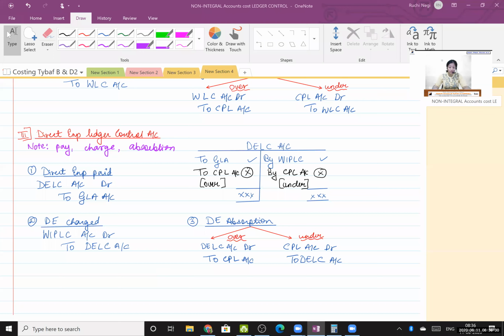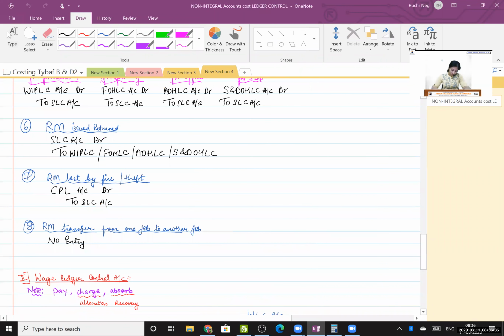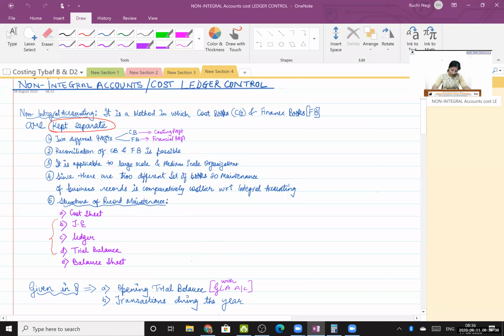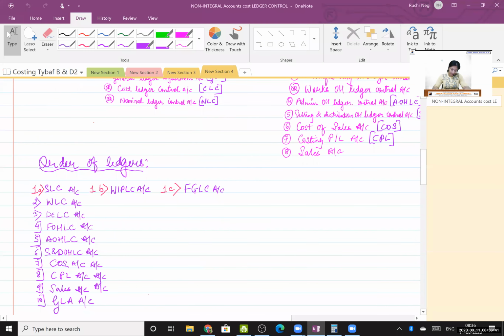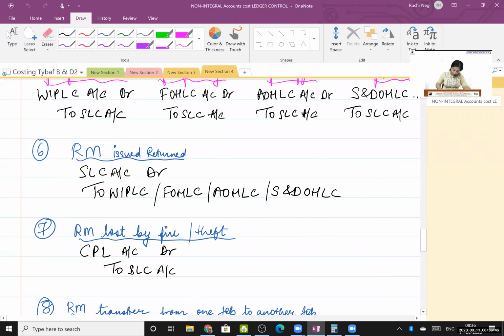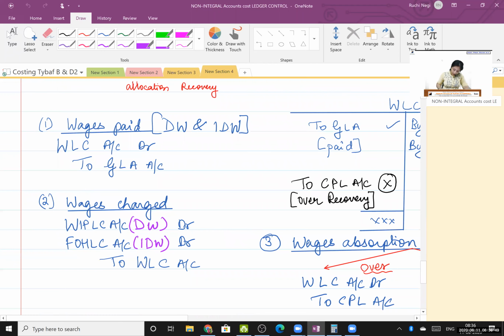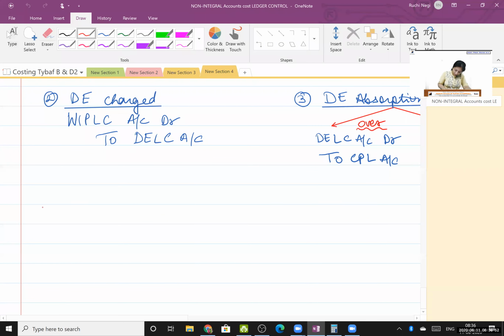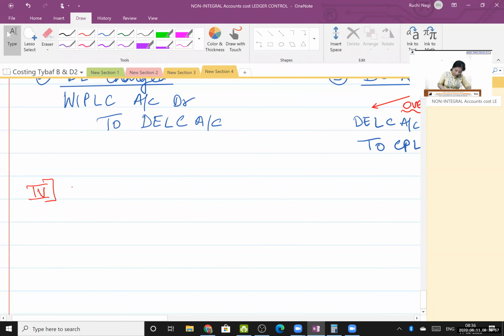What comes next according to the cost sheet? Factory. Next order is obviously factory. Next is factory, then admin, and then selling and distribution. So 1, 2, 3, 4. Factory overheads ledger control account. I'm not going to write the full form. Same pay, charge, absorption.